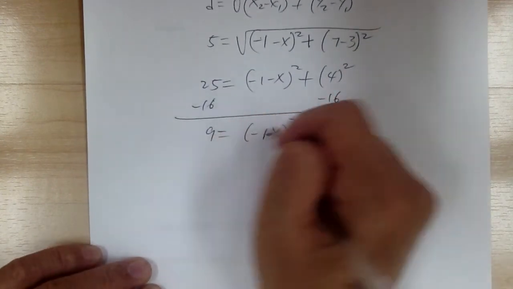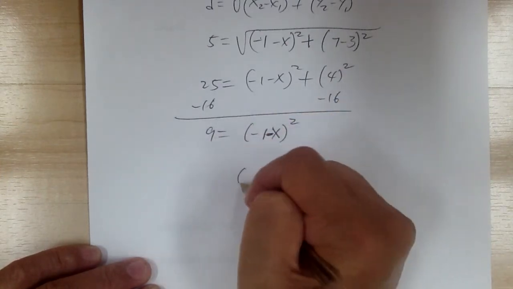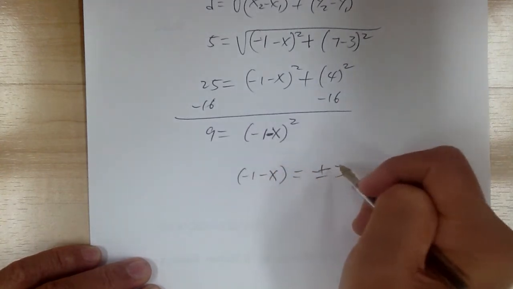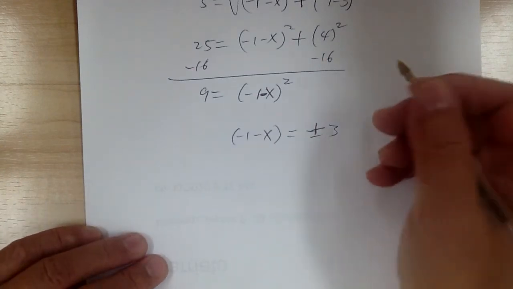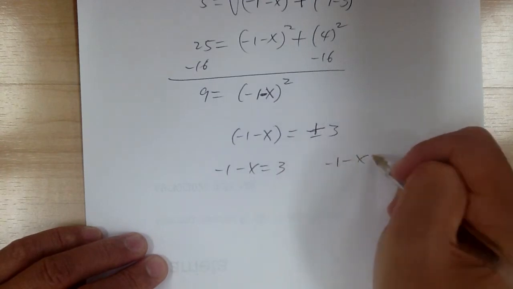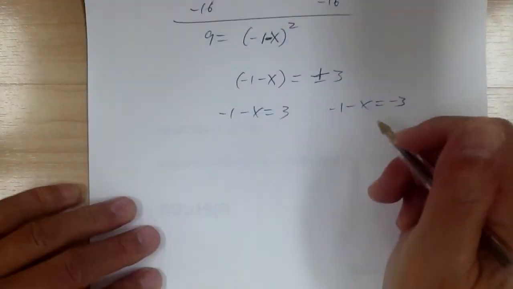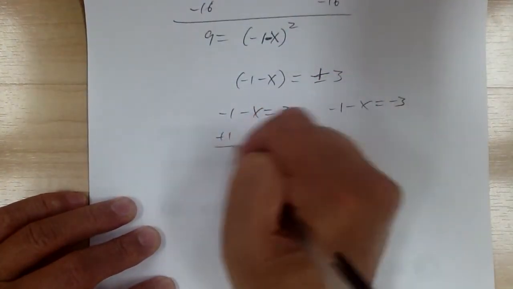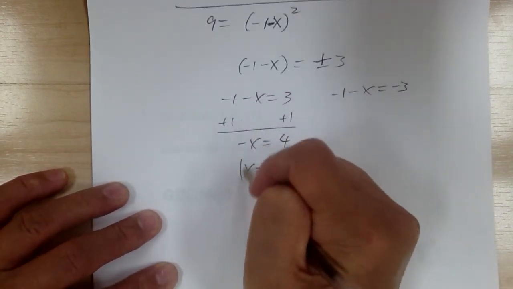Then I'm going to take the square root on both sides. So I get negative 1 minus x is equal to plus or minus 3. I'm going to separate: negative 1 minus x equals 3, and negative 1 minus x equals negative 3. Then from here I'm going to add 1 on both sides. So negative x equals 4, so x equals negative 4.